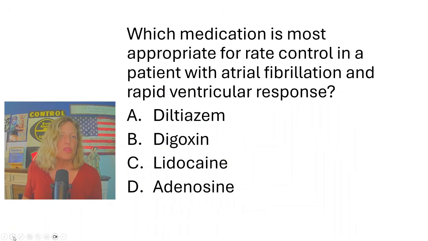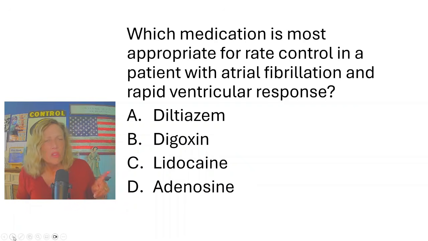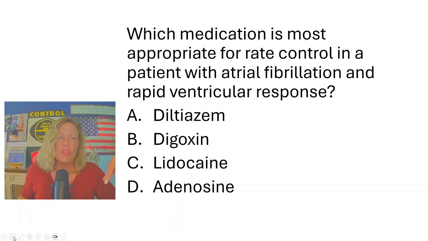Which medication is most appropriate for rate control? Rate control has to do with the overall heart rate in a patient with atrial fibrillation and rapid ventricular response. So here we have AFib, so we have no pattern to the P waves, but we also have a rapid ventricular rate. So the heart rate itself is going very fast. So what do we want to do? We want to slow down the rate, and if we can, convert them out of AFib. So we have 2 goals: slow down the rate and convert them out of AFib.